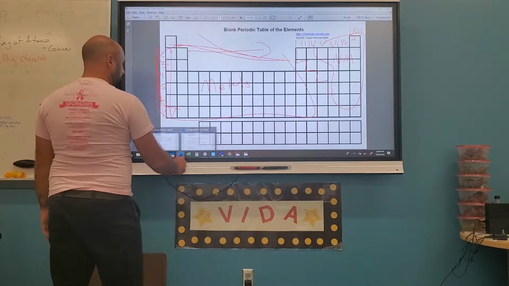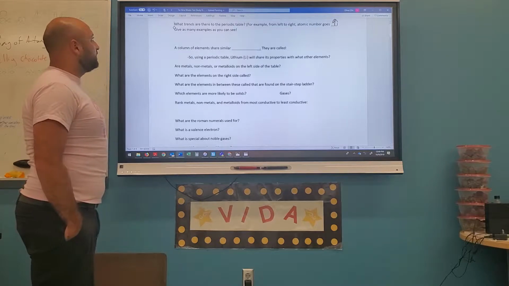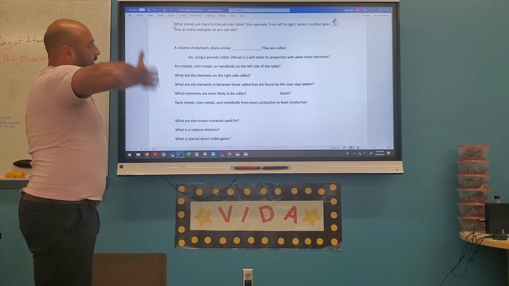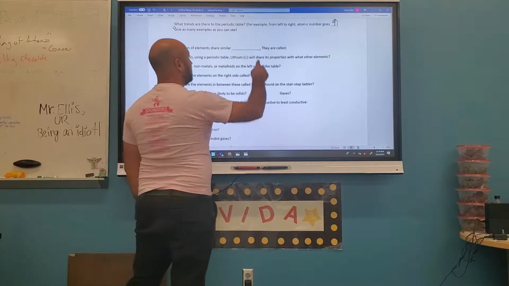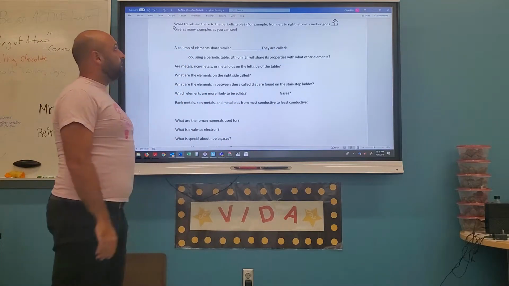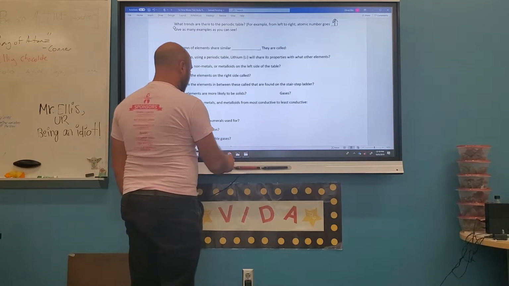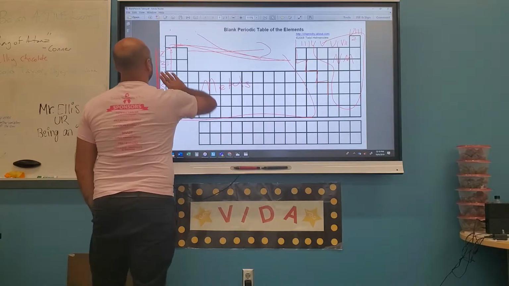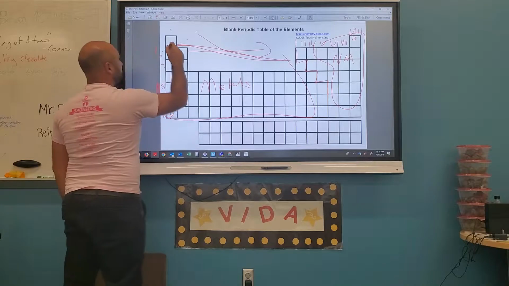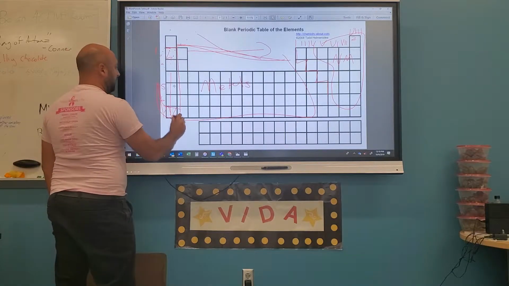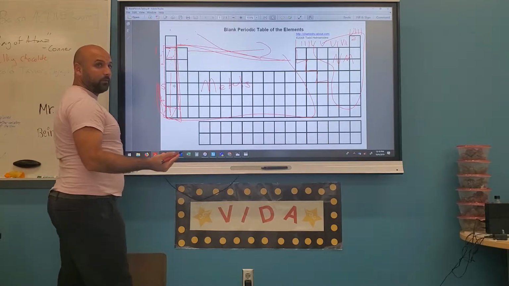Okay, so a column of elements share similar what? A column is going to share similar properties or characteristics or chemistry. They are called families. So using a periodic table, the element lithium will share its properties with what other elements? Well, lithium is right here, so it's going to share all of its properties with everything else in its column, in its family. Do you remember the name of the family?